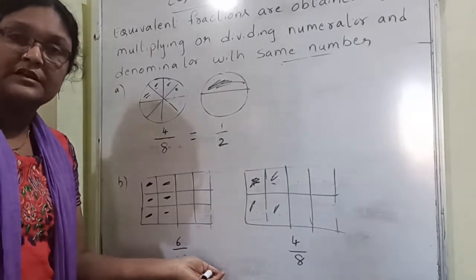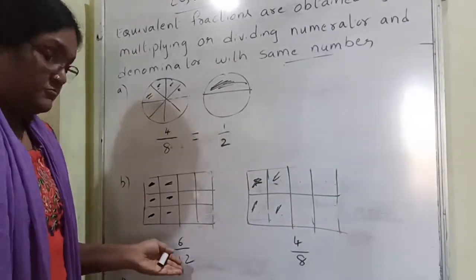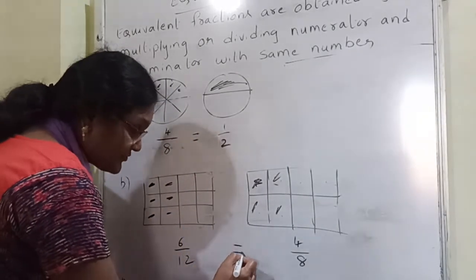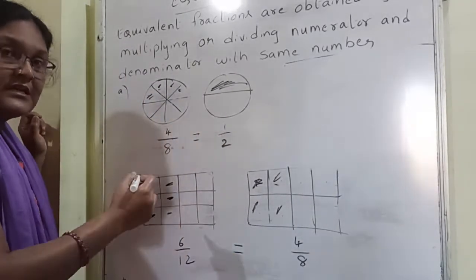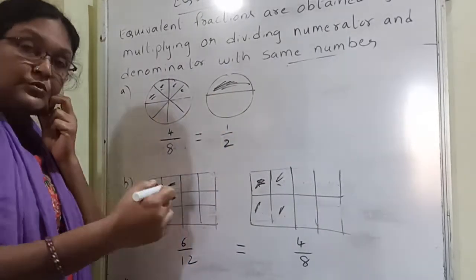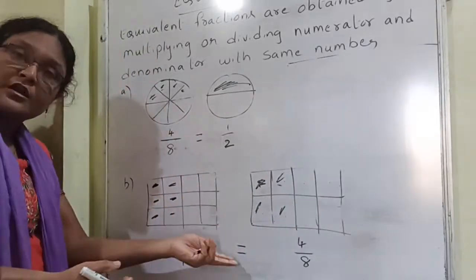So they are looking different. By seeing it, you will say, oh, this is greater. No. They are equal. So we should use the symbol equal. Next class we will see how to use the less than symbol and the greater than symbol in fractions. So these two are also equivalent fractions.